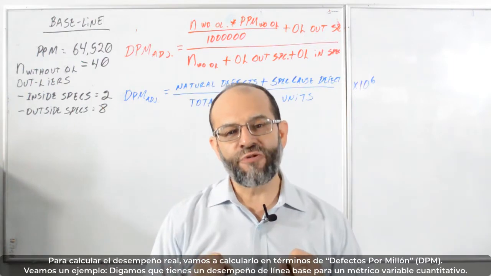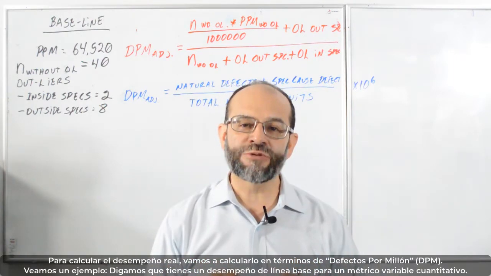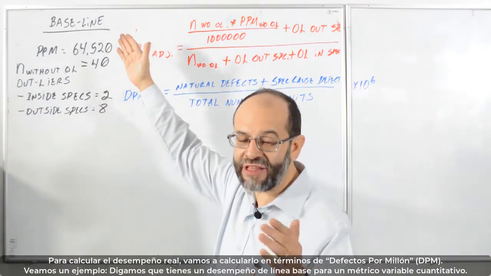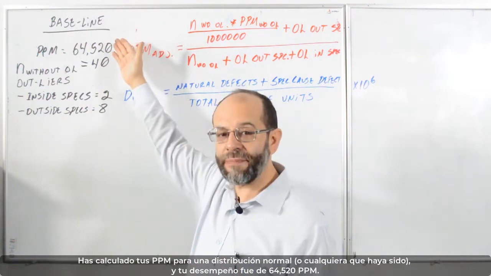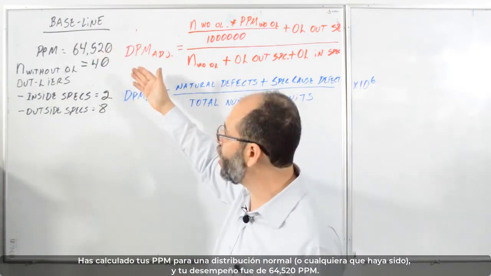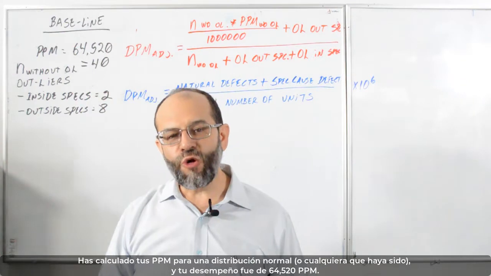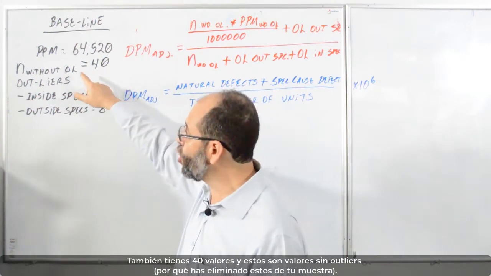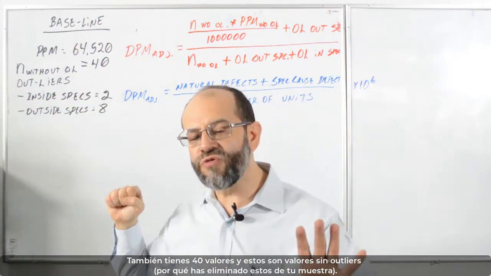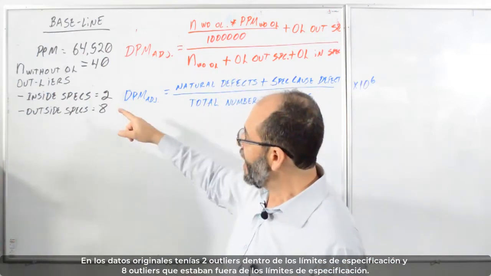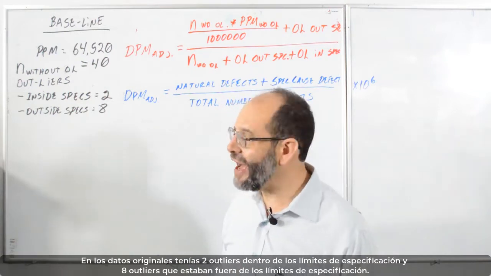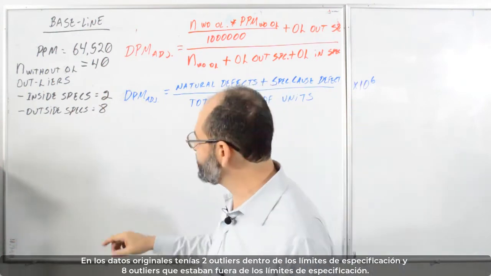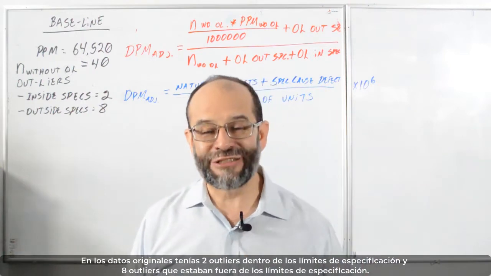To calculate that actual performance, we are going to do it in terms of defects per million. Let's say we have a baseline with a quantitative variable metric. You have calculated your PPMs for a normal distribution, or whatever the distribution was, and your performance was 64,520 PPMs. You also have 40 values, without outliers because you removed them from your sample. In the original data you had 2 outliers inside the specification limits and 8 outliers outside the specification limits.